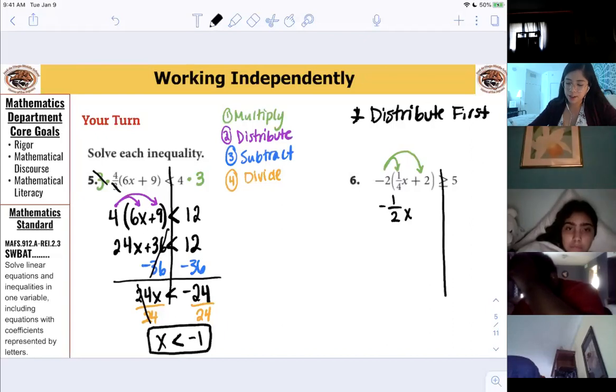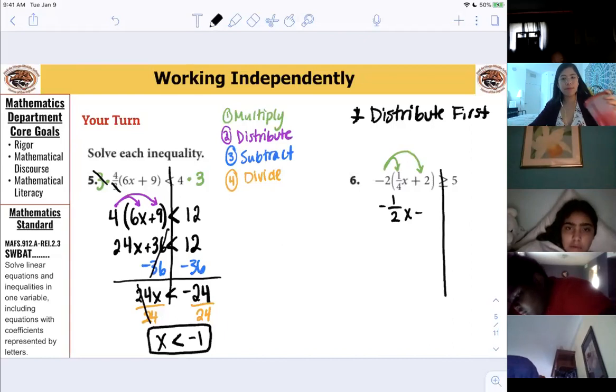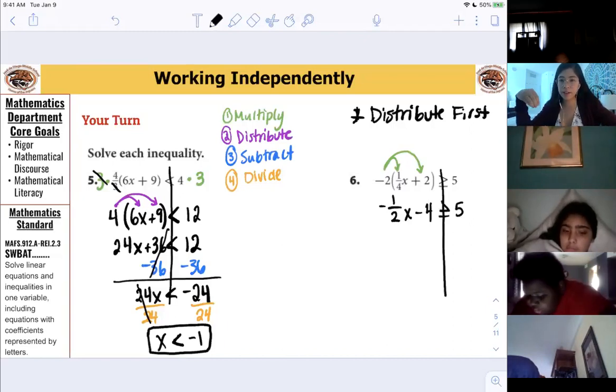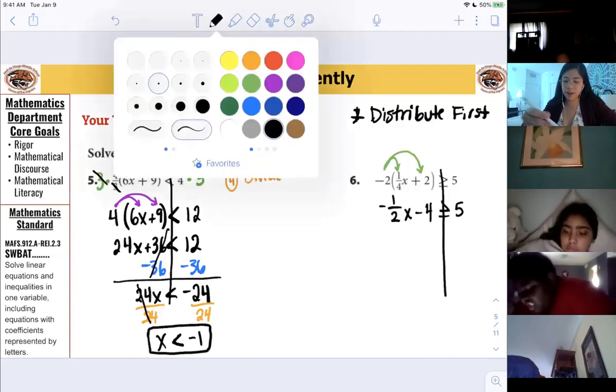Okay, then I'm doing -2 times +2. What's that? -4. So we have -1/2 x minus 4 is greater than or equal to 5. Okay, that was the tough part because we had to multiply a fraction and a whole number. So if you're stuck on that part, you can ask a question now so I can go over it real quick, if you're not sure how I got 1/2.